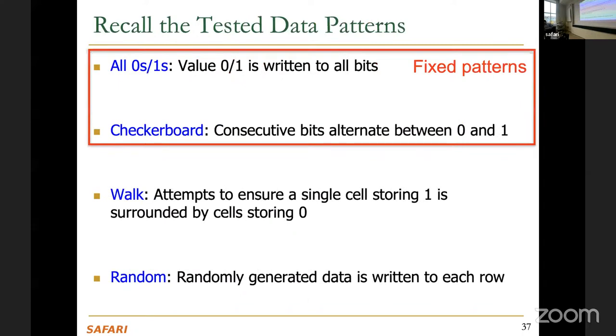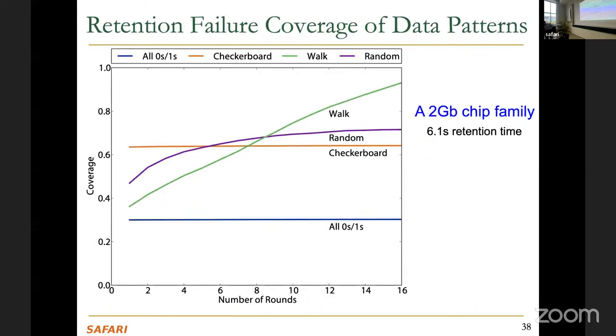So let's recall the tested data patterns. These are the data patterns that we're going to test, and I'm going to show you results with that. Basically, we don't see that. We see widely varying retention failure coverages for different data patterns. This is an example from manufacturer A's 2 gigabit chip family, 6.1 second retention time, tested at 45 degrees Celsius, as I mentioned. And you can see the number of rounds over here.